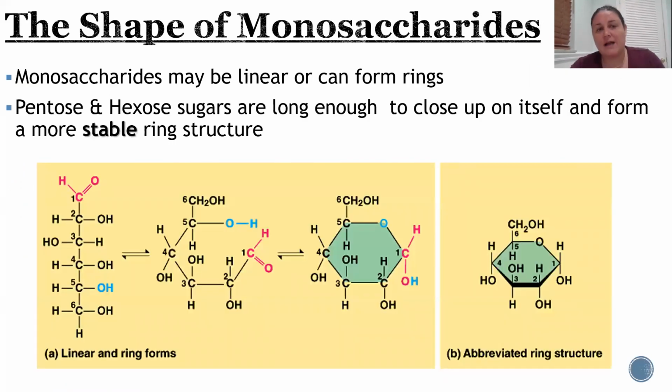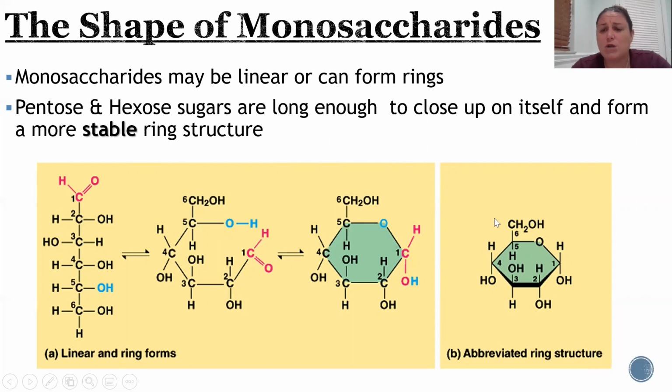Now, the shape of monosaccharides: technically, monosaccharides can be linear or they can form rings. Most of the time on the AICE exam, you're going to see pictures of them in this ring shape. But I did want you to know that they can be linear, but as we have more carbons, like in our pentose and hexose sugars, they're long enough to close up on itself and form this more stable ring structure. And a lot of times when monosaccharides are in liquids, like in water, they're more apt to form this ring structure, and we know that our body is made up of a lot of water, so when these molecules get put in water, that's usually the shape that they're going to be in.